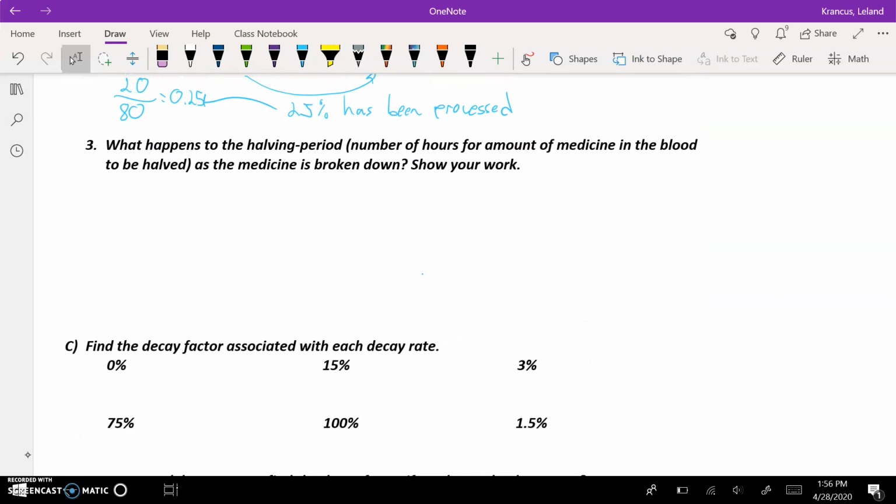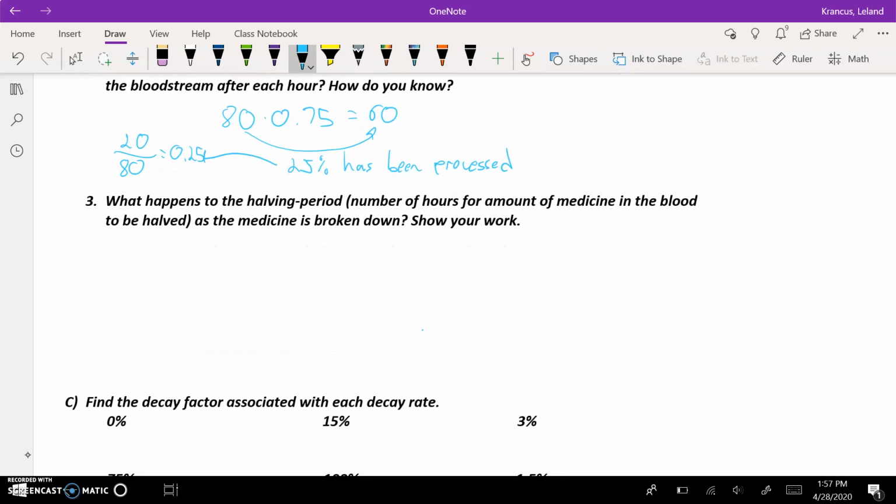So just like we were talking about the doubling period with exponential growth, when we talk about exponential decay, this concept of the halving period over time is also a really important concept. The halving period is, how long does it take for half of the medicine to be processed? So we want to know how long does it take for the 80 milligrams to be cut down to 40 milligrams, and then be cut down to about 20 milligrams and 10 milligrams. So we're wondering how long does it take for it to be cut in half each time?